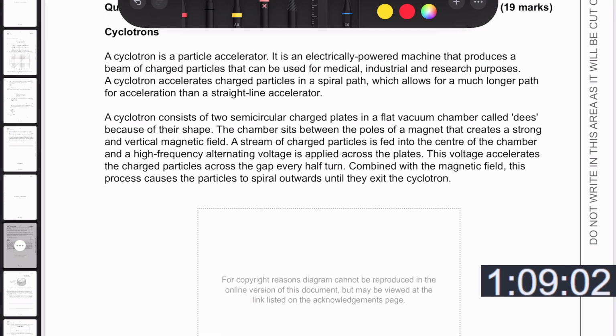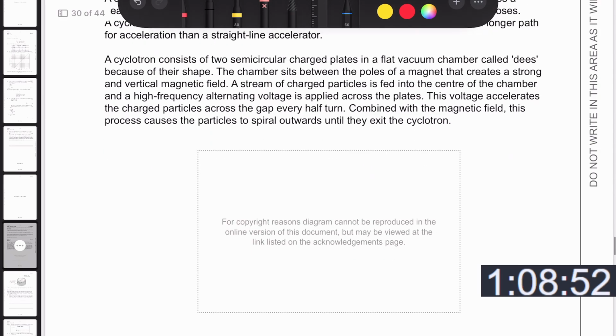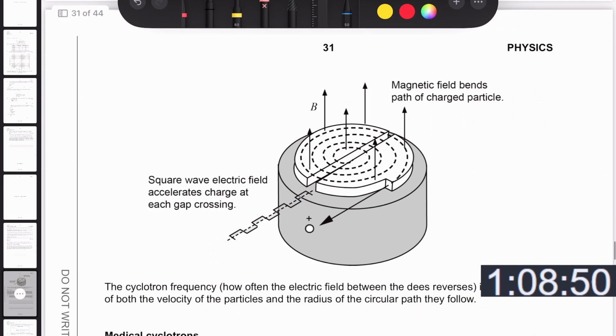Okay, I'm going to bring up the first image, which is from, I think, this one. Okay. So then, a square wave electric field accelerates charge at each gap crossing. The cyclotron frequency, how often the electric field between the Ds reverses, is independent of both the velocity of the particles and the radius of the circular path they follow.